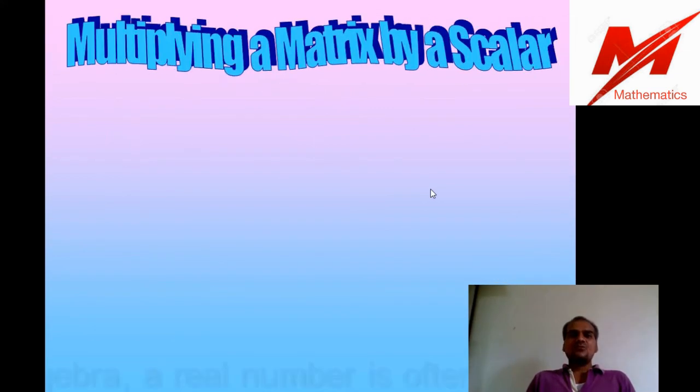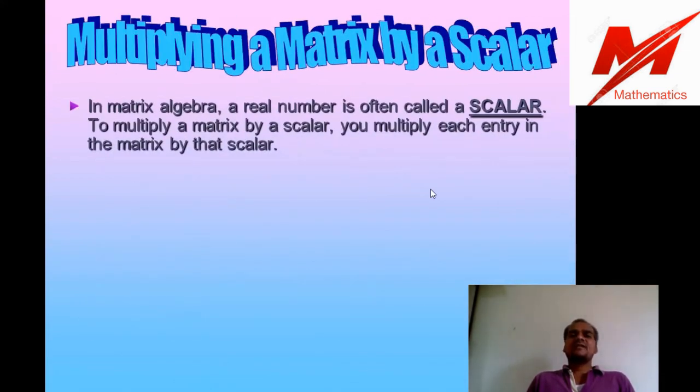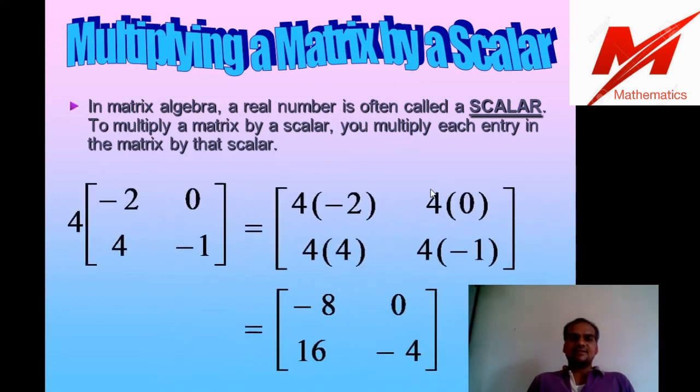Next, we are going to do multiplying a matrix by a scalar. See, in matrix algebra, a real number is often called a scalar. To multiply a matrix by a scalar, you multiply each entry in the matrix by that scalar. Now we see the example here. See, we are going to multiply 4 to a given matrix.